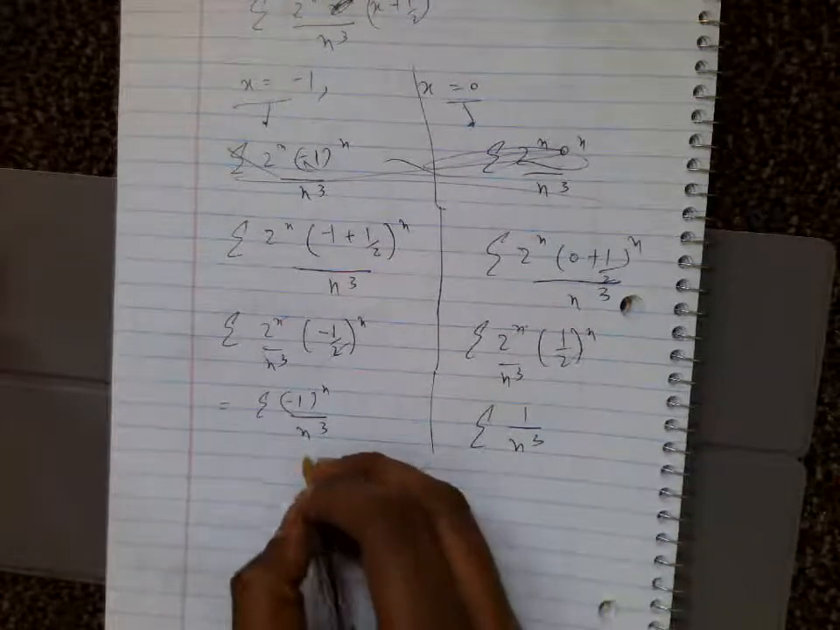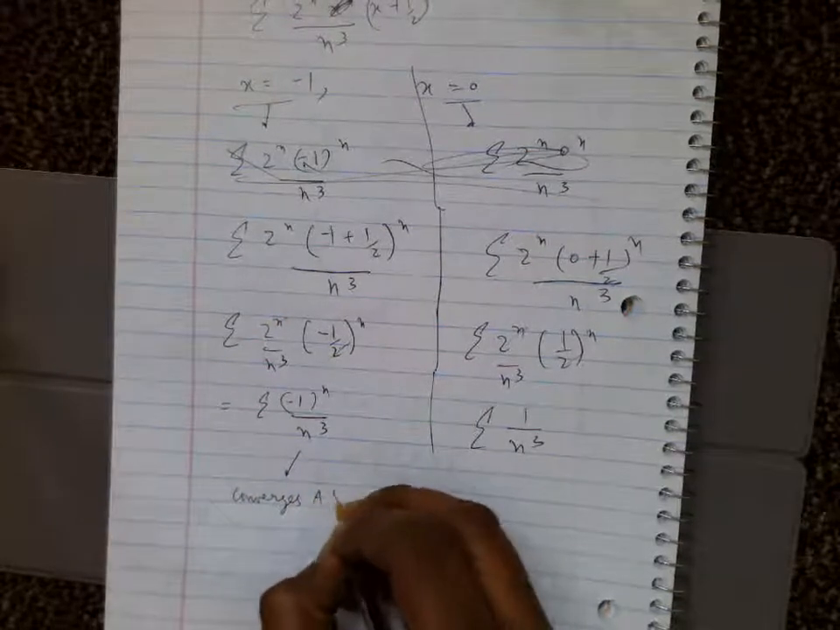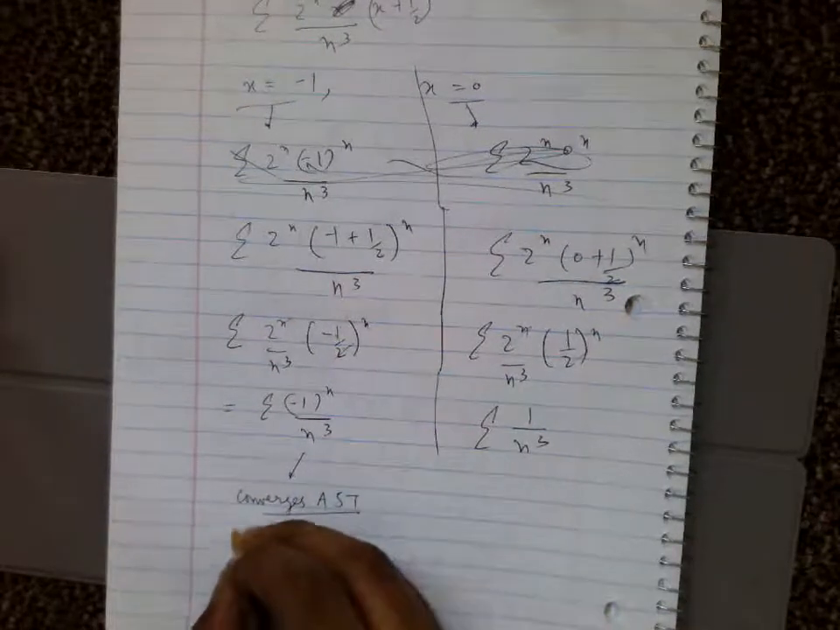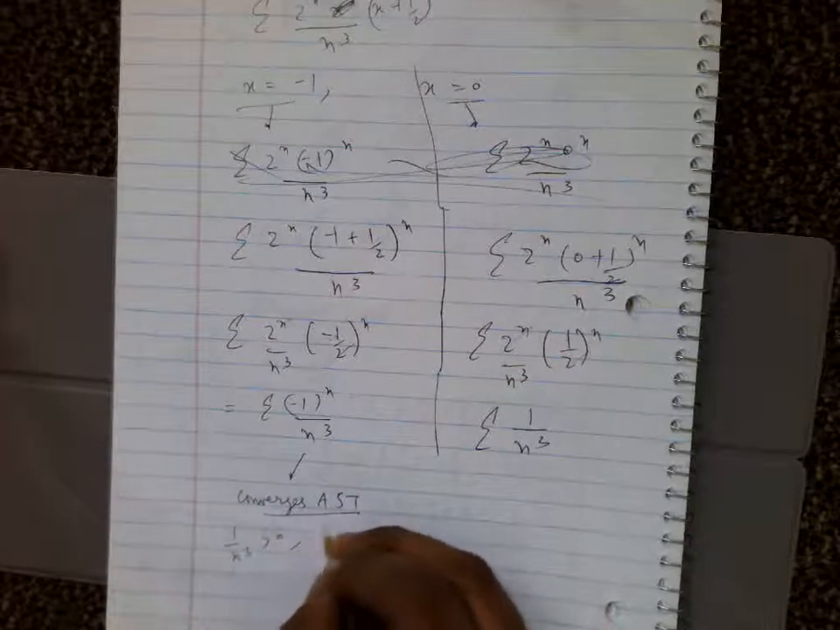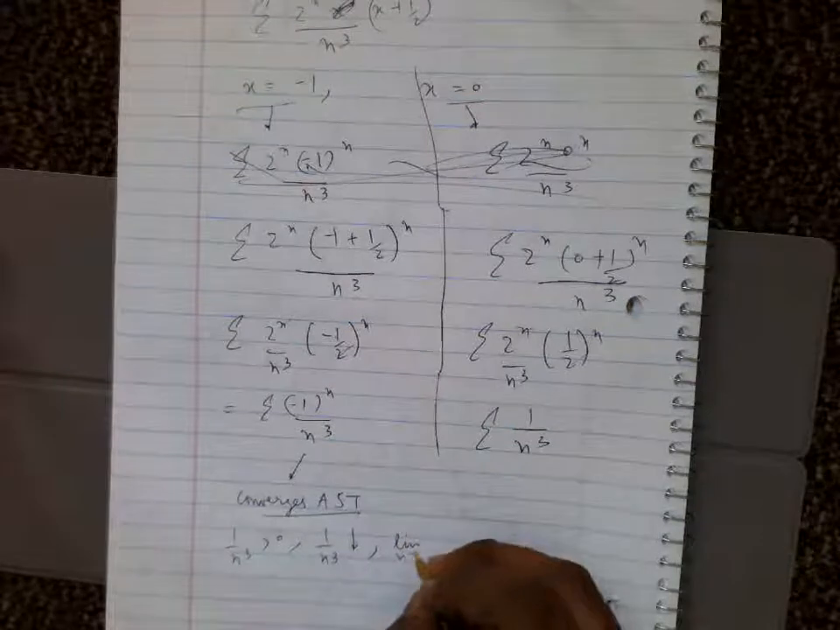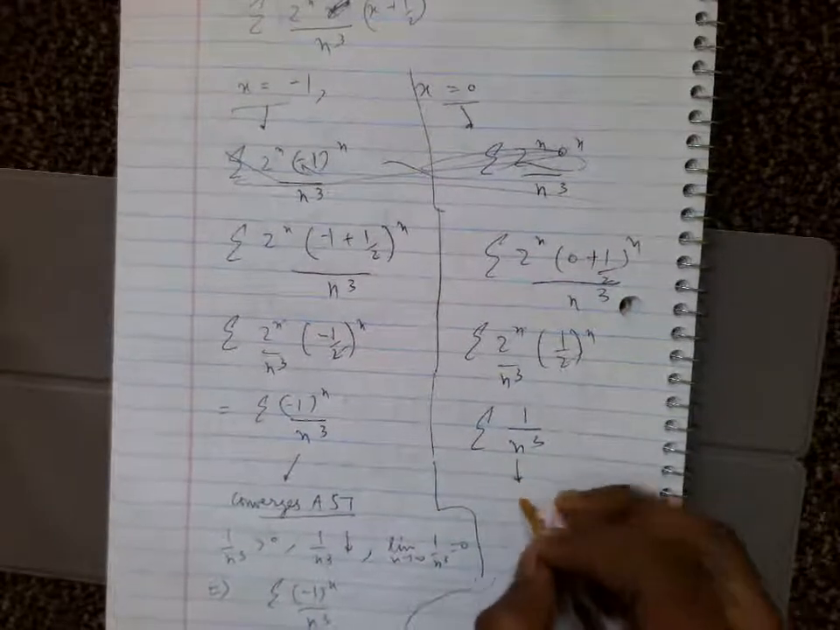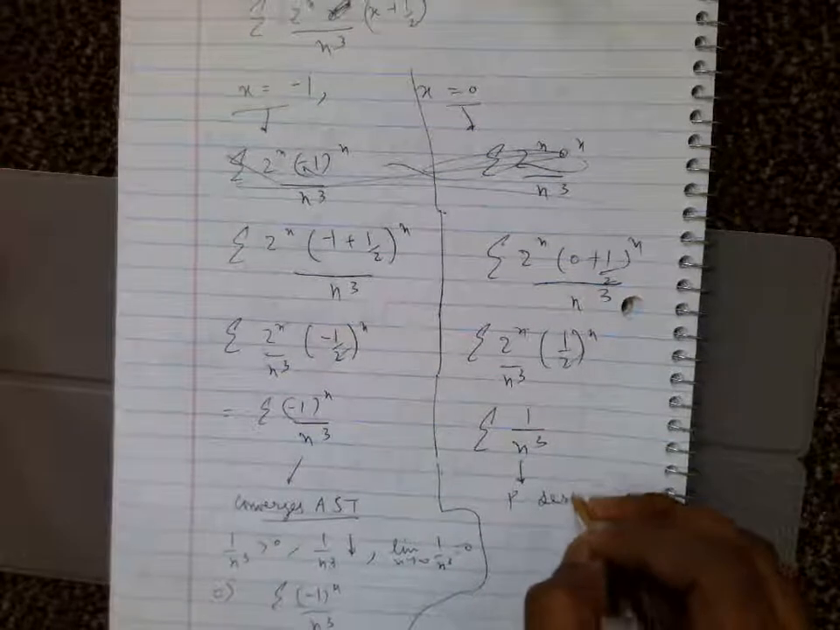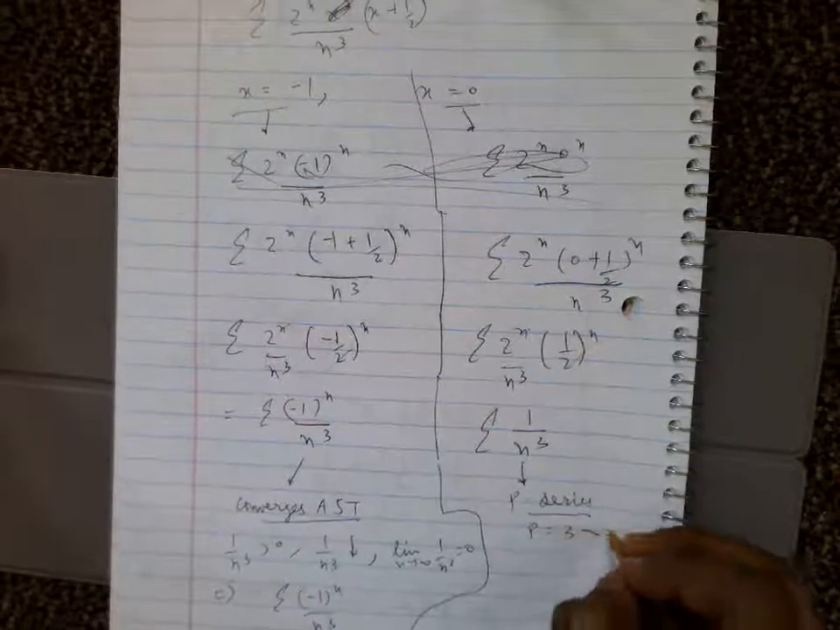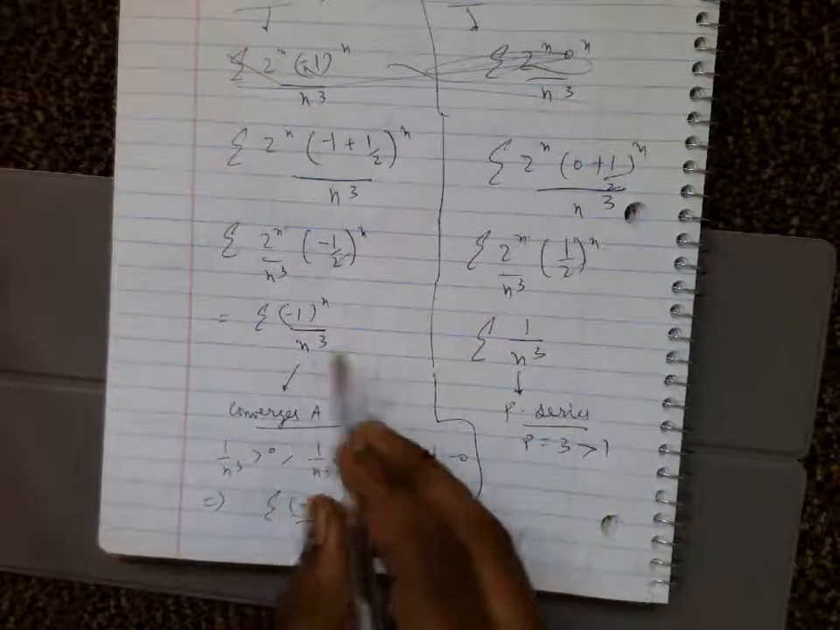And you know that this converges using alternating series test, because 1 by n cube is positive and decreasing and limit is 0. So alternating series test tells us that this series will converge. And this series converges because this is the p series where p is equal to 3, which is greater than 1. So that's why both of them converge.